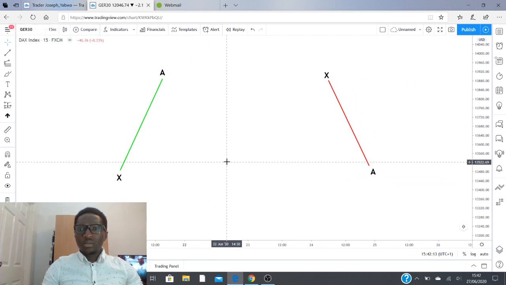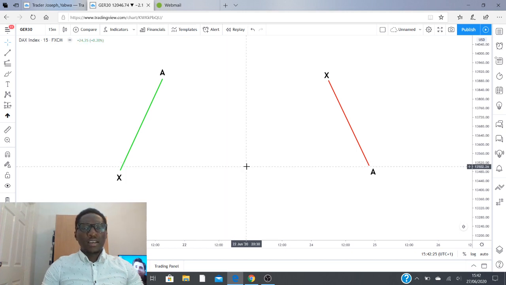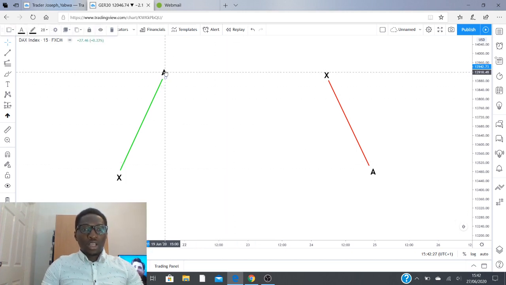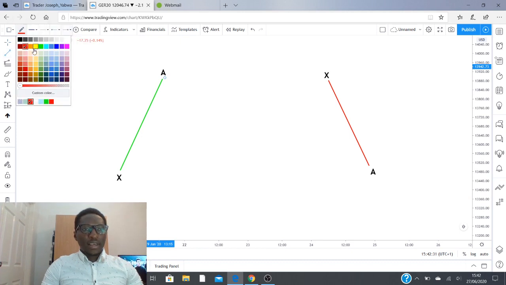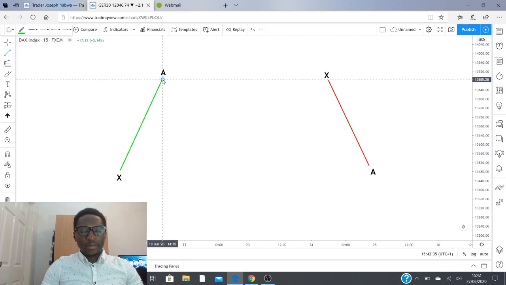So now we've got the impulse leg. We've got 2 points. For these you don't really need any Fibonacci to find these points. It's all about identifying an impulse leg, which is very, very easy to identify on a chart if you know what you're looking for. So what comes after the impulse leg? It's a pullback or a retracement, what we call the A to B leg.